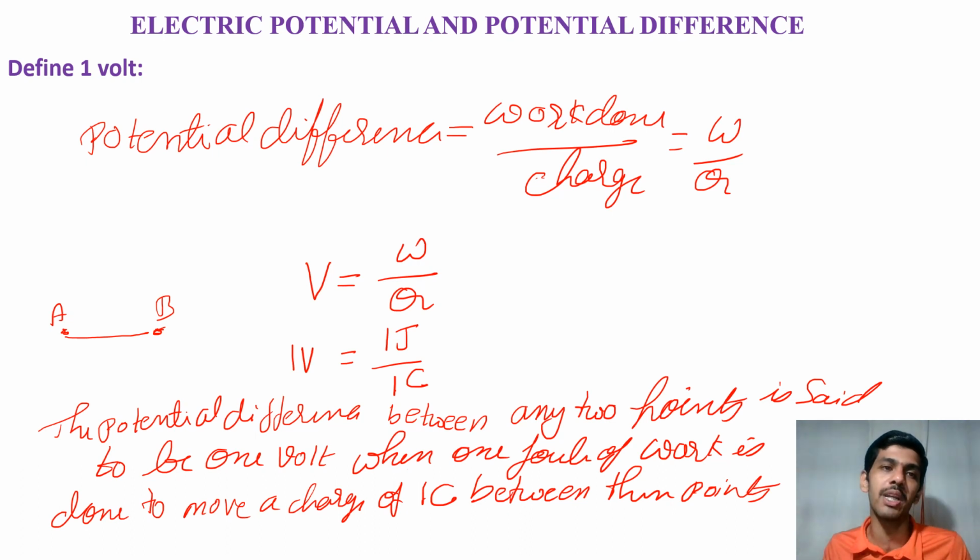That is a very important question, that is, define 1 volt. If 1 joule of work is done to move a charge of 1 coulomb between any 2 points, then the potential difference between the 2 points is said to be 1 volt.